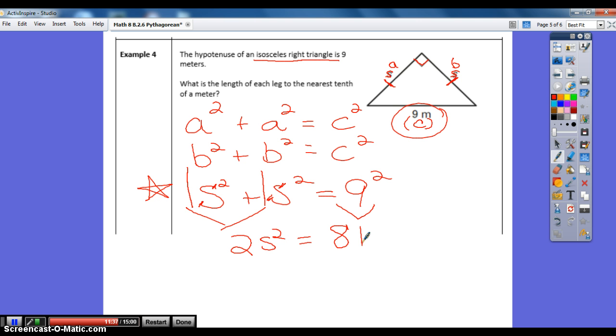Now this is a simple one-step equation if it wasn't squared. What would I do to solve this? Add, subtract, multiply, or divide? Because this is 2 times S squared. So what do I do to solve this? Divide by 2. Divide both sides by 2. Good.